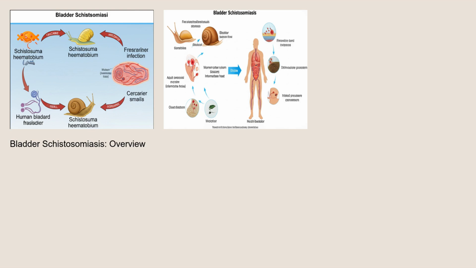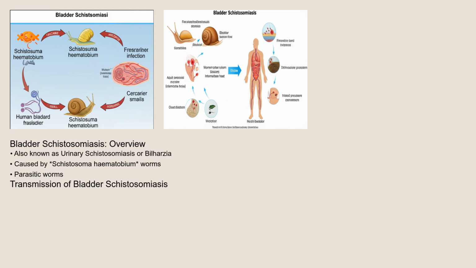Bladder schistosomiasis, also known as urinary schistosomiasis or bilharzia, is caused by parasitic worms called Schistosoma haematobium. These worms are found in freshwater snails, acting as intermediate hosts. Humans become infected when they come into contact with water contaminated with these parasite-carrying snails. Simply swimming, bathing, or washing in such water can lead to infection.